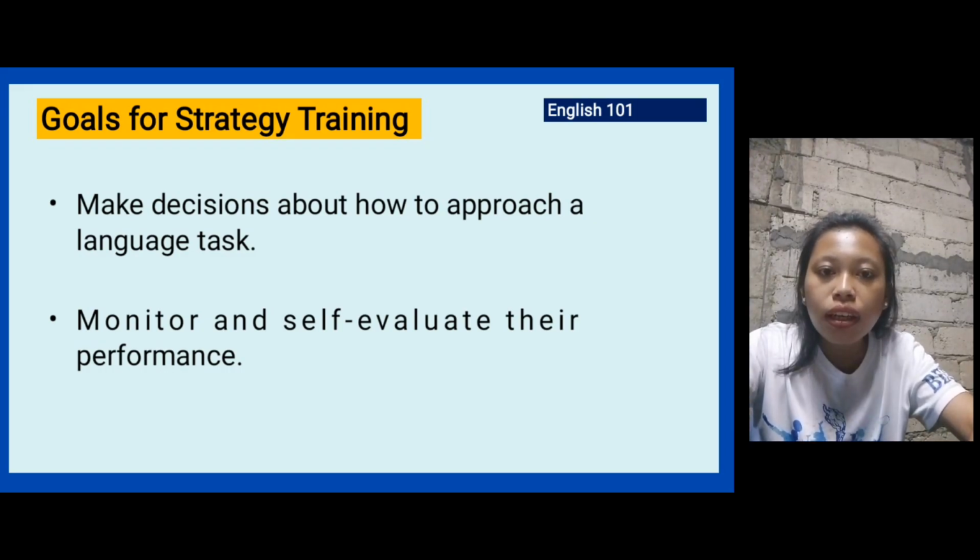Next one, monitor and self-evaluate their performance. Here, learners regularly check their progress and assess how well they are doing. This reflection helps them identify success and areas for improvement.